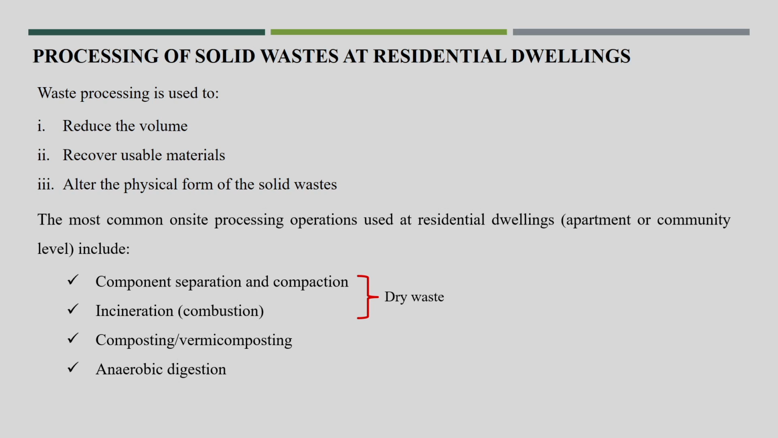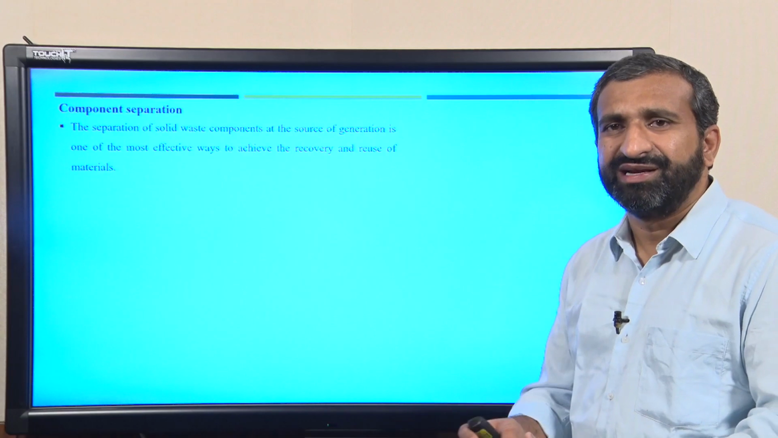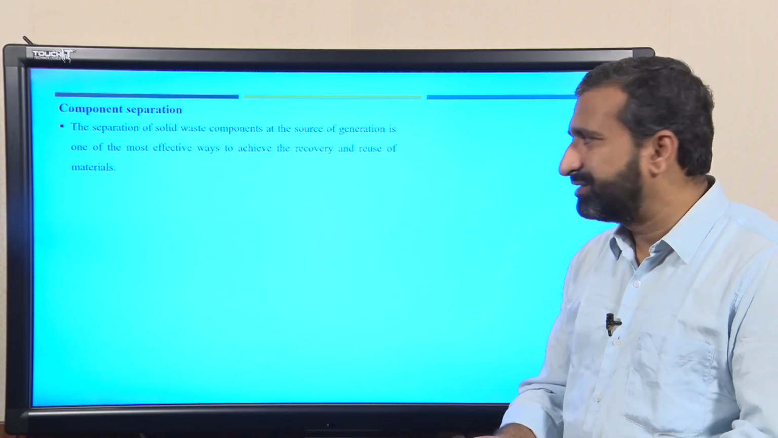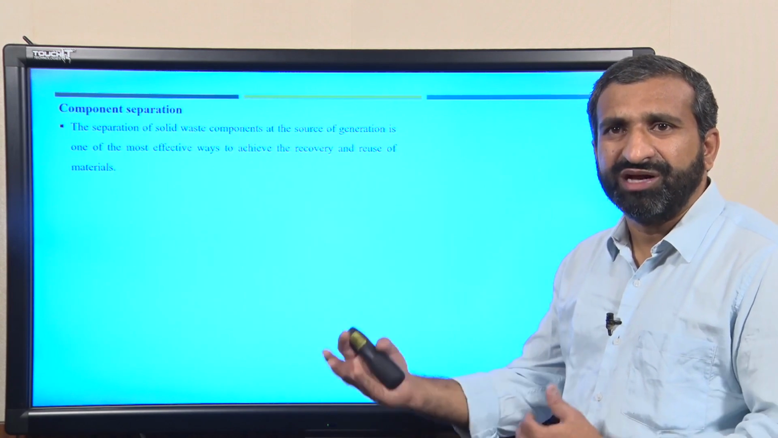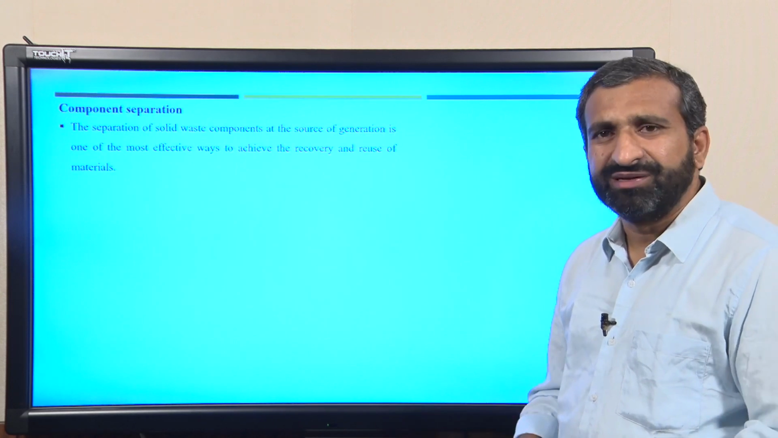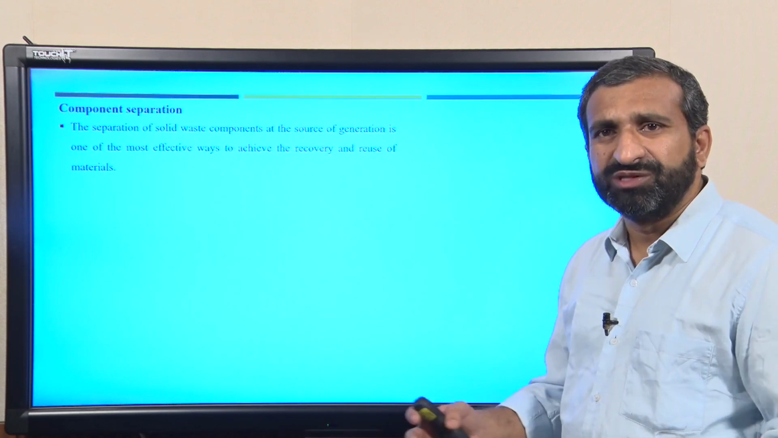Before that, these are the methods: component separation, compaction, and incineration for dry waste, and for wet waste, composting, vermicomposting and anaerobic digestion. Now, first is component separation. Normally, this component separation we are already doing at source: segregated waste, where we are segregating wet waste and dry waste at household level. Suppose it is not possible at every household level, it is also possible that one particular community can go for component separation.